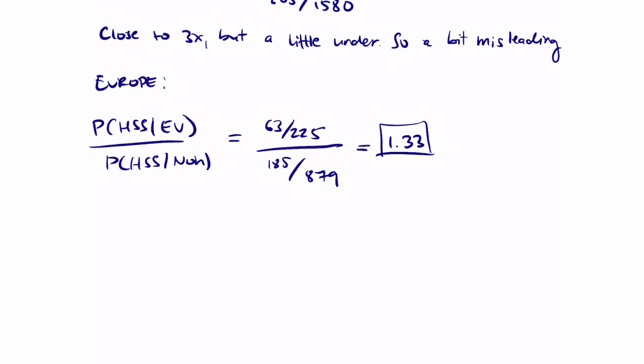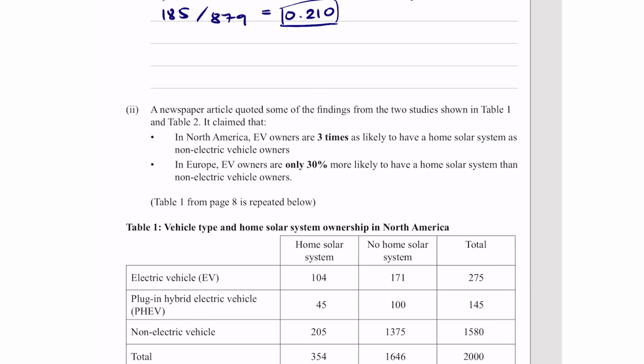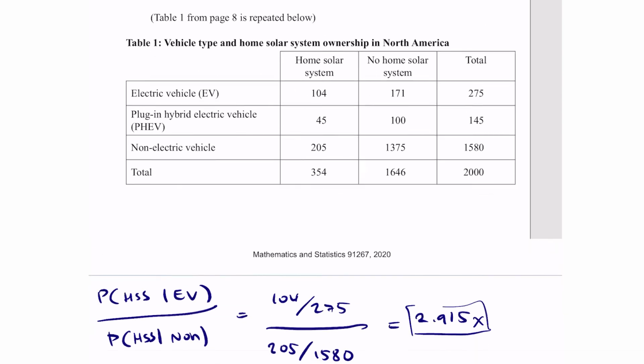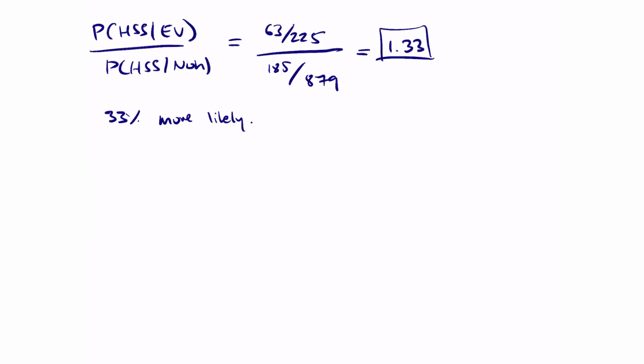So we say 33% more likely. I think the cutoff was 30%. So it's actually more than 30%. So maybe "only" is a bit misleading. But it's actually better, right? So I guess we say this is okay, but it is actually greater than 30%.